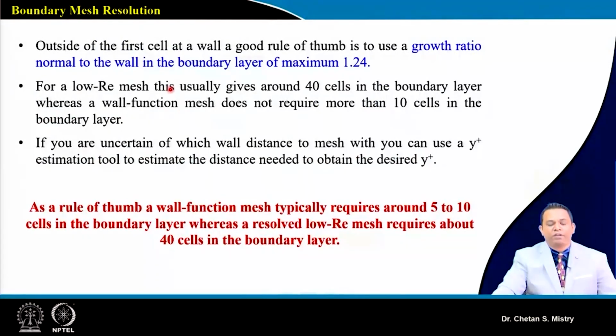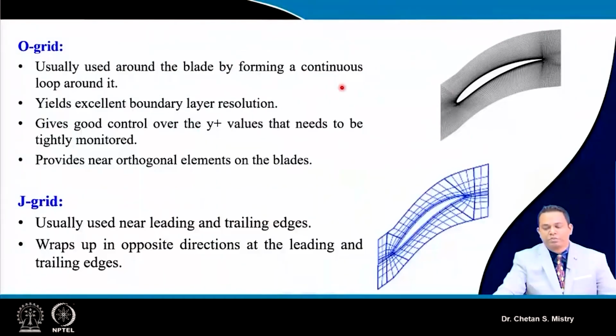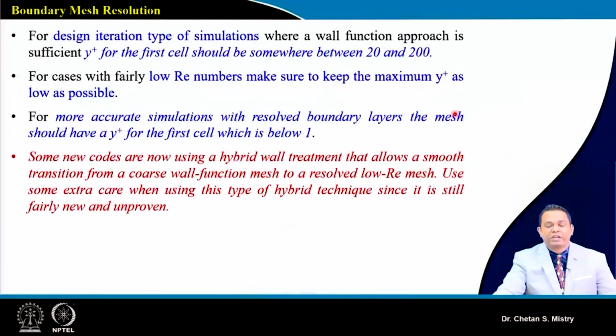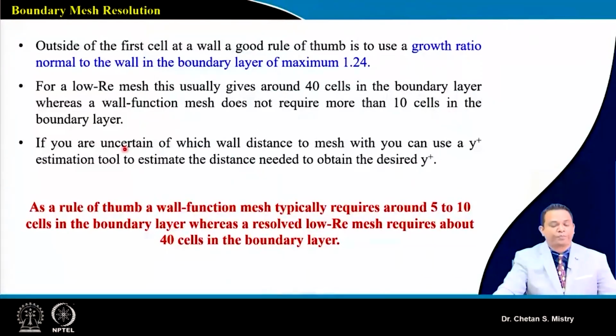Now outside the first cell, once we have calculated our y plus value, we need to move in the direction of the periodic surface. That expansion or growth rate needs to be kept in the range of 1.2 to 1.4. Let me show you here. Near the blade surface we have a very high number of elements, and progressively the cell size is going to increase. That is called the growth rate, and it needs to be in the range of 1.2 to 1.4.